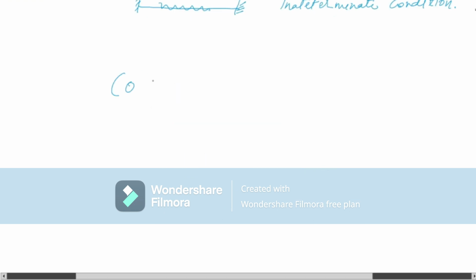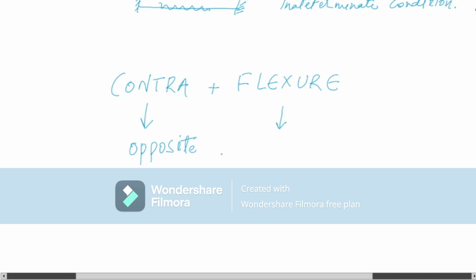Now the point of contraflexure is made up of two words, contra and flexure. The meaning of contra is opposite, and the meaning of flexure is bending. So its meaning is that at this point the beam changes its shape from sagging to hogging or hogging to sagging.